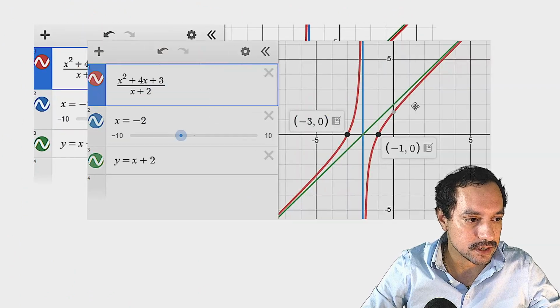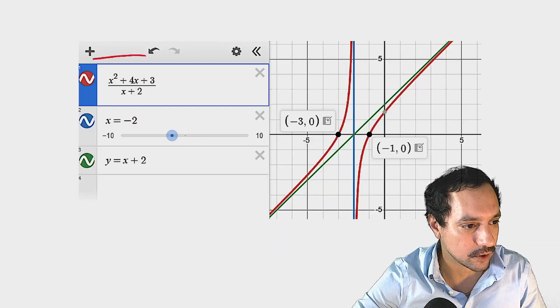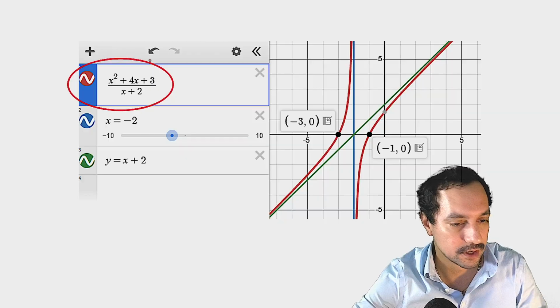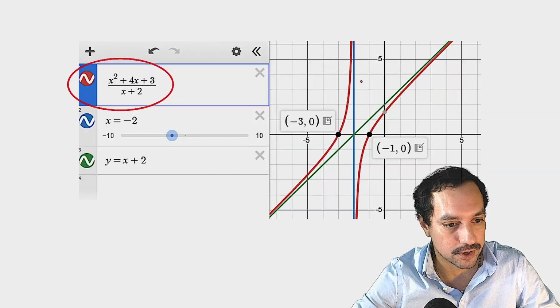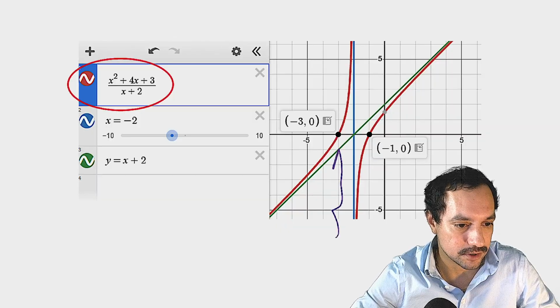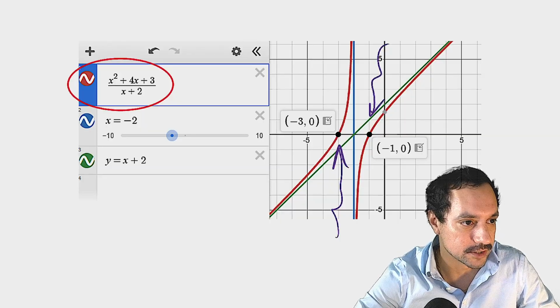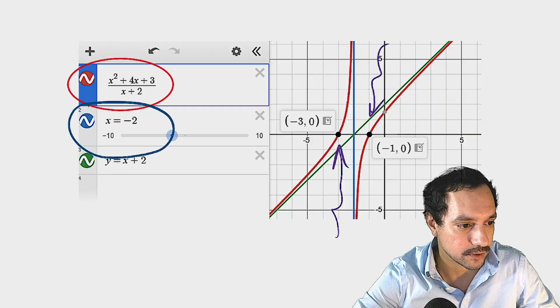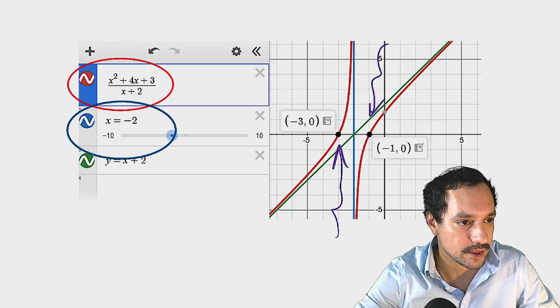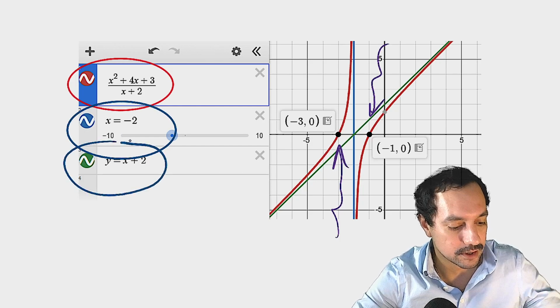So you can see the red curve is our original function. Desmos does a great job of showing that curve on here. Desmos allows you to click on the x-intercepts. Then from there, I did the vertical asymptote in blue. Put it right there for us. And then it also did our slant asymptote right here in green.